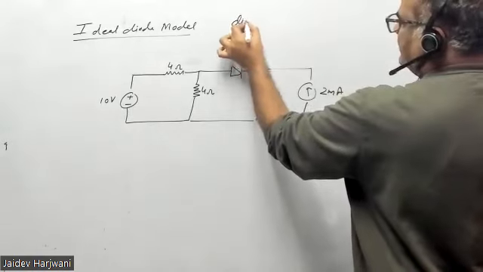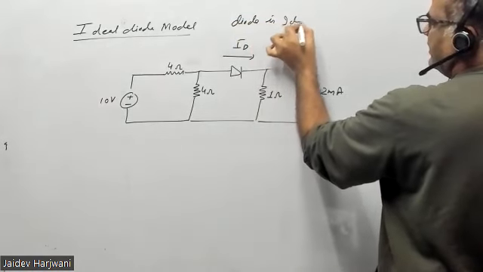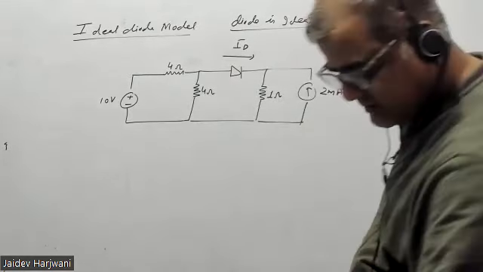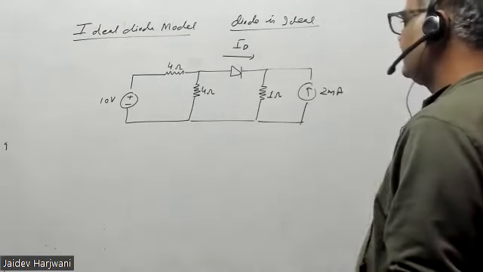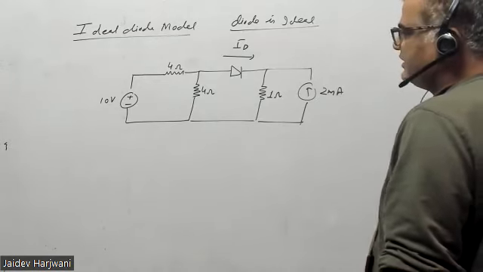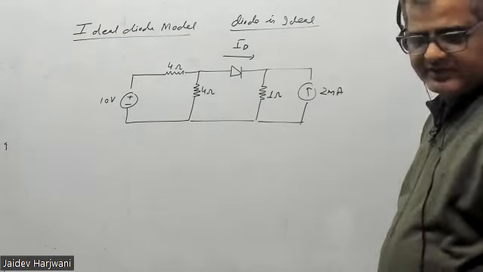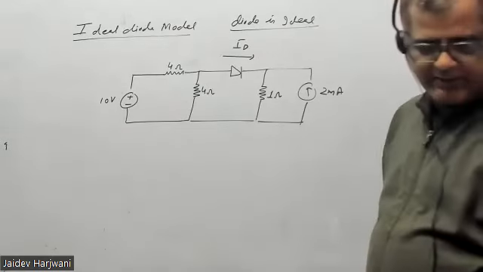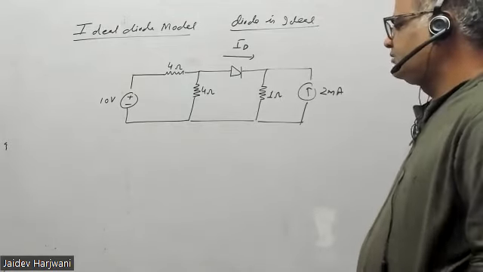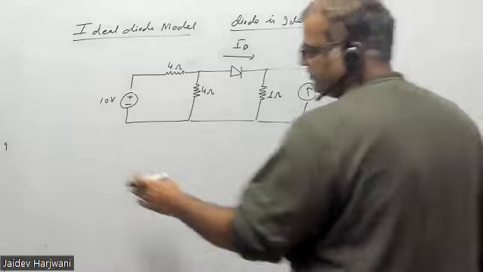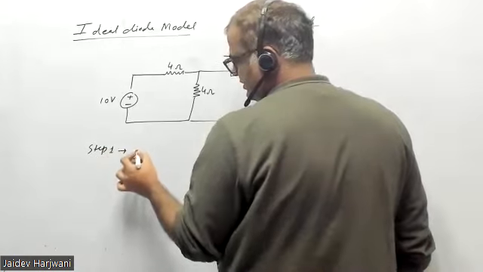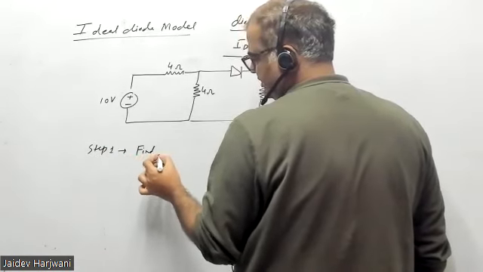Okay, the diode is ideal, and you know what is the meaning of ideal. If it is forward bias, it is a short circuit. If it is reverse bias, it is an open circuit. So we have to find first whether it is forward bias or reverse bias. For that, tell me what I am supposed to do. Okay, so first step, remove the diode. Very good. So step first, find the biasing.